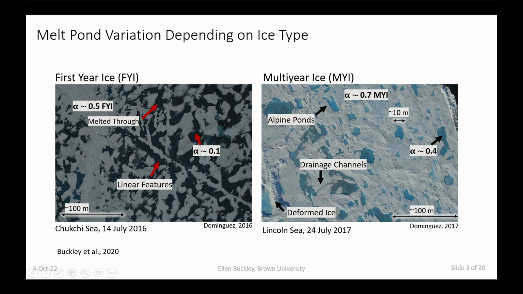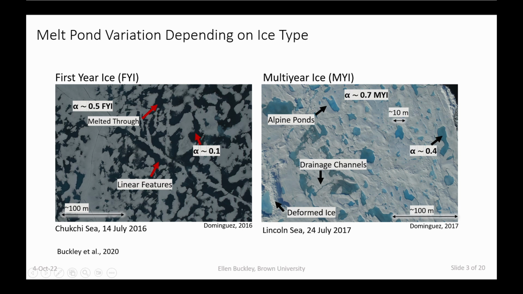Some subgrid scale processes like melt ponds have to be parameterized. So looking at melt ponds on first year ice on the left, multi-year ice on the right. In the summer, melt ponds form as the snow melts, and they're on the scale of tens to hundreds of meters in width, so not resolved by these larger models. So we have to look at how we can parameterize and study these for models. And they're different depending on the ice on which they form.